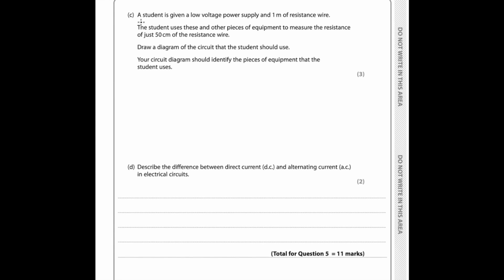Part C. A student is given a low voltage power supply and a 1 metre of resistance wire. The student uses these and other pieces of equipment to measure the resistance of just 50 centimetres of the resistance wire. Draw a diagram of the circuit that the student should use. Your circuit diagram should identify the pieces of equipment that the student uses. Right, so let us draw the circuit for you.